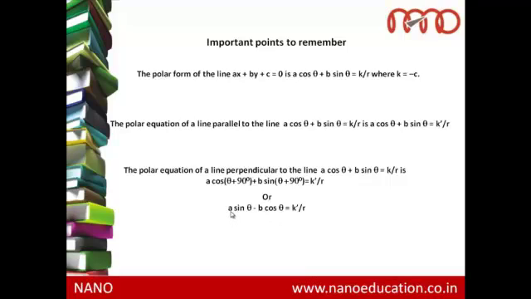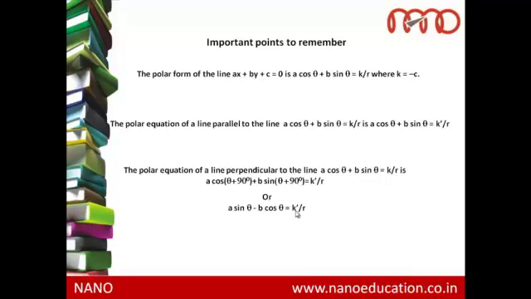You can relate this with what we studied in the Cartesian system. To get a line perpendicular to a given line, we used to interchange the coefficient of x and the coefficient of y and change the sign in between. Here again, the coefficient of cos theta became the coefficient of sin theta, and the coefficient of sin theta became the coefficient of cos theta, and the plus sign in between changed to a minus sign, again there being a change in the constant term.